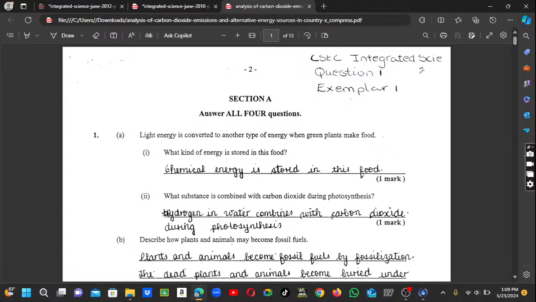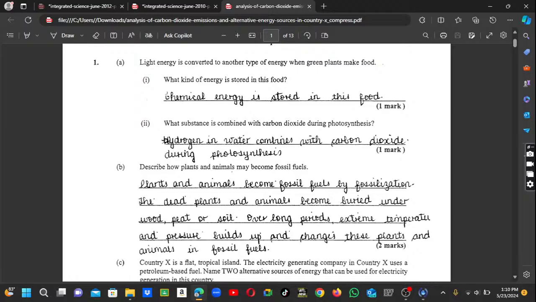Here it asks what type of energy light energy is converted to when green plants make food. Now we are talking about what kind of energy is stored in this food. It is chemical energy. So chemical energy will be stored in this food. Moving along, it asks what substance is combined with carbon dioxide during photosynthesis. We are talking about hydrogen in water. Water is combined with carbon dioxide during photosynthesis.